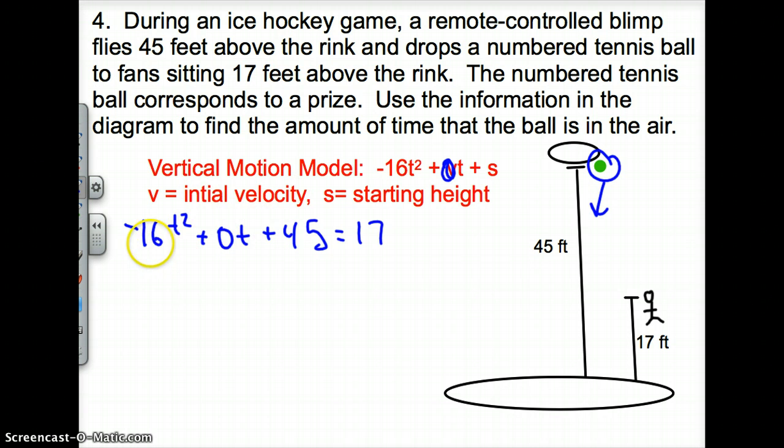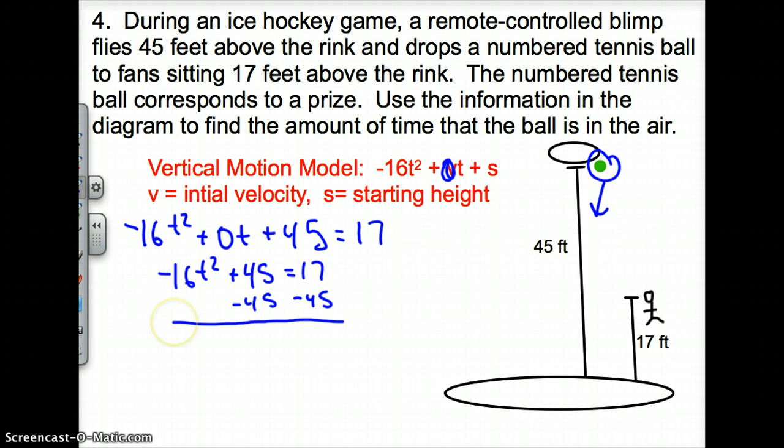So now, can we use this to solve for t? Because this is a 0t, we're not even going to deal with the single t term. So let's clear up everything to make it a little bit neater. So we have negative 16t squared plus 45 equals 17. Let's solve for t. So let's subtract 45 from both sides to get negative 16t squared equals negative 28.